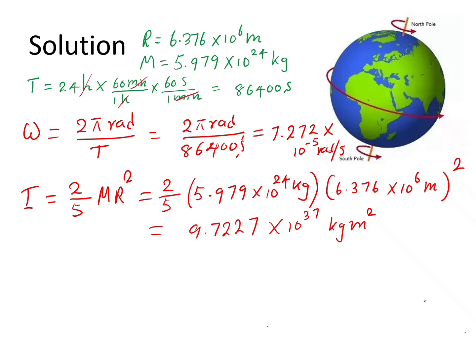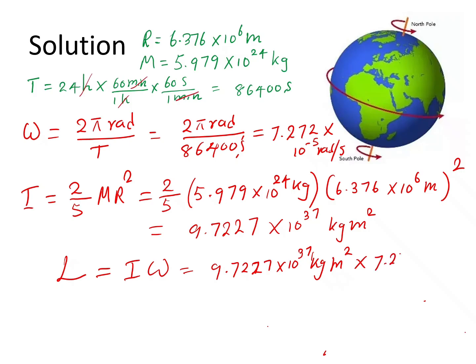And finally, we can use the equation for angular momentum. So the angular momentum L equals I omega. So we can substitute the values. I is 9.7227 times 10 to the power 37 kilograms meter squared times omega, which is 7.272 times 10 to the power minus 5 radians per second. And this equals 7.07 times 10 to the power 33 kilogram meter squared per second.